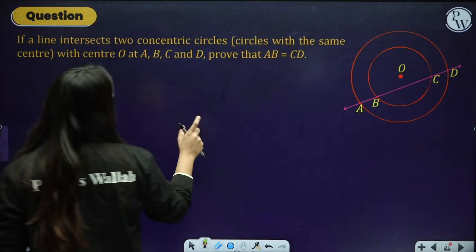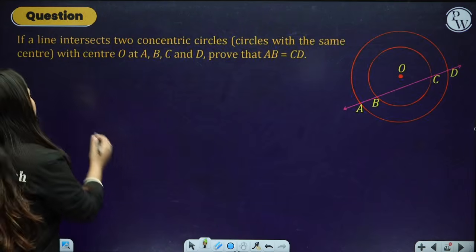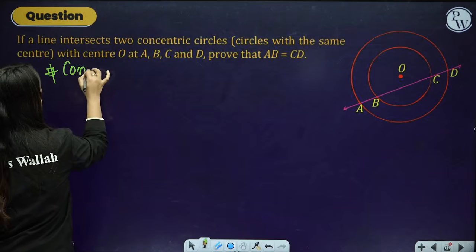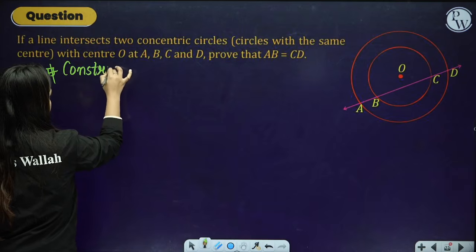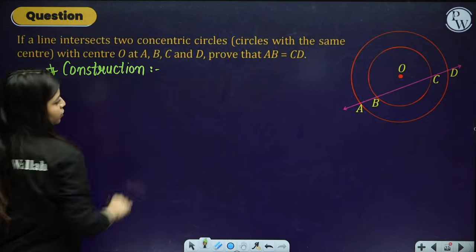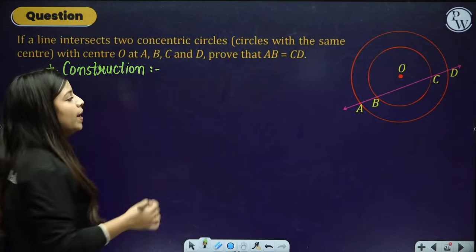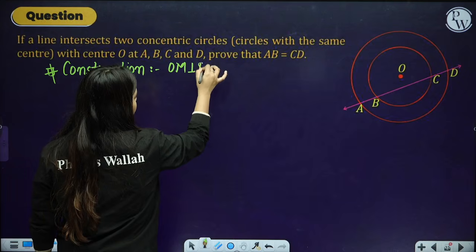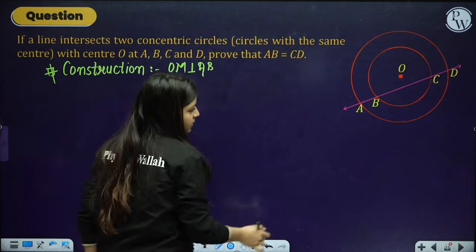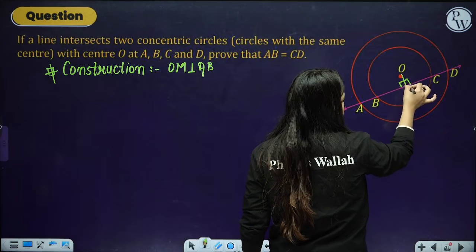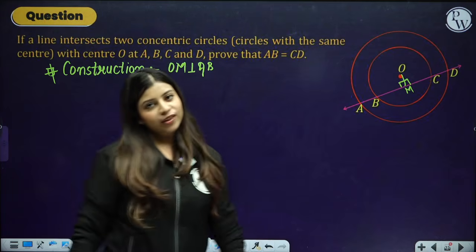Now, we have to prove that AB is equal to CD. The very first thing that we are going to do is a construction. We are going to construct OM perpendicular on AB. OM perpendicular on AB, this is our construction. So, let's construct OM and this OM will be perpendicular to AB.